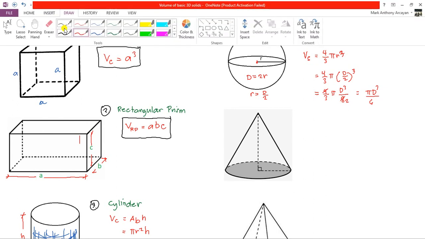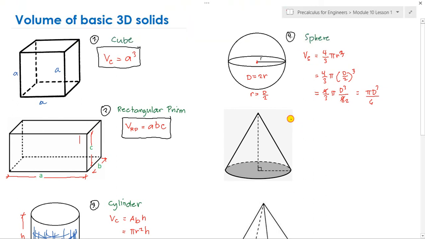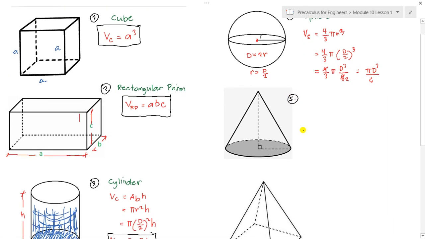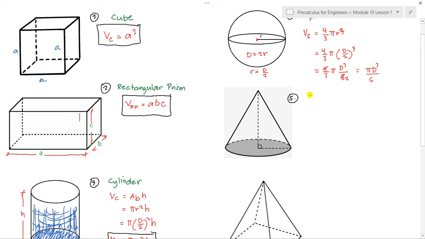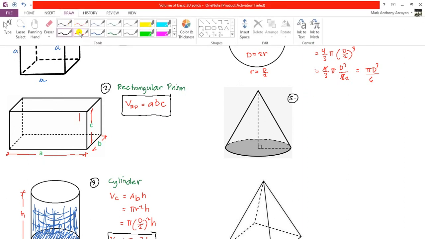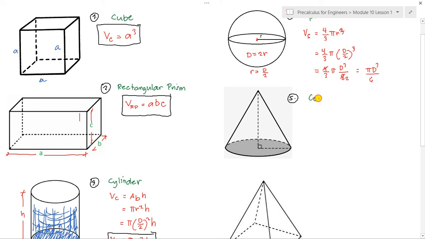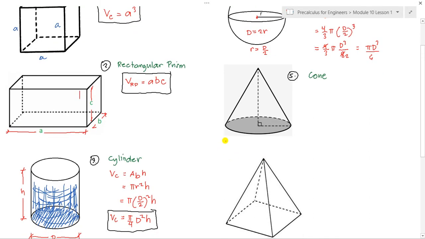Okay, next is the one below. What is this 3D solid? Okay, this is a cone, specifically a regular cone. For a cone, as you notice, the base is a circle. The projection is slanted, its sides are slanted, and then they converge at a certain point. That point of intersection is called the vertex, the pointed tip of the cone.